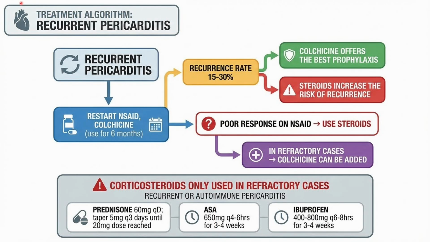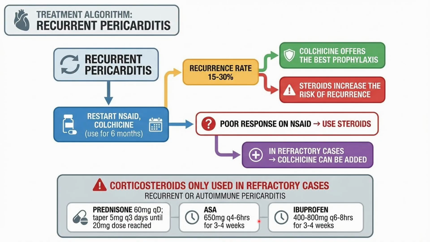Now let's talk about the algorithm of recurrent treatment in pericarditis. Recurrent pericarditis, restart NSAIDs and colchicine used for about 6 months. Now this recurrence rate, you can get different numbers, but we'll say 15 to 30%, 20 to 30%. Colchicine offers the best prophylaxis. Steroids increase the risk of recurrence. Poor response to NSAIDs, you use steroids. In refractory cases, colchicine can be added. Corticosteroids are only used in refractory cases, recurrent or autoimmune pericarditis, and it's prednisone 60 milligrams daily with a taper of 5 milligrams every 3 days until a 20 milligram dose is reached.